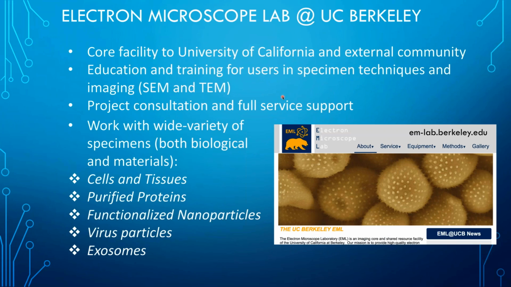So the EML at UC Berkeley is one of the oldest cores on the campus here. It goes back to the early 60s. Our main mission is education and training for users in specimen techniques, as well as standard SEM and transmission EM. We do a range of work with students and faculty on campus and external people from the research community in the Bay Area and worldwide.